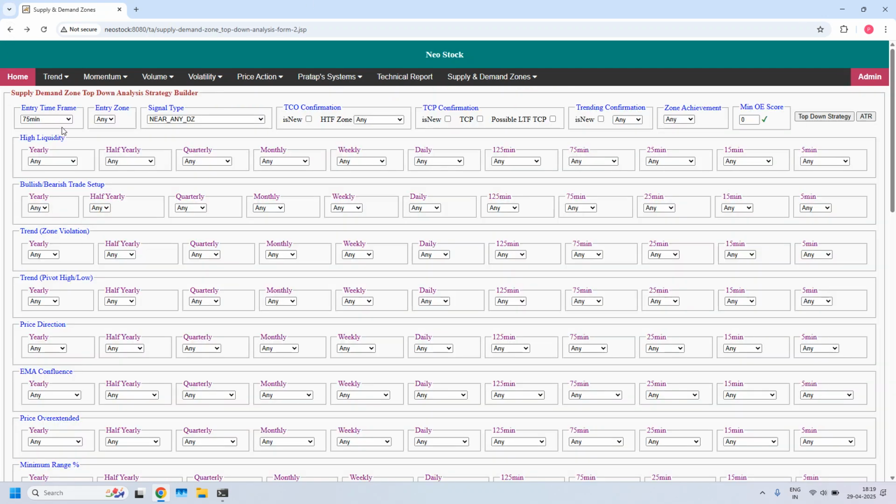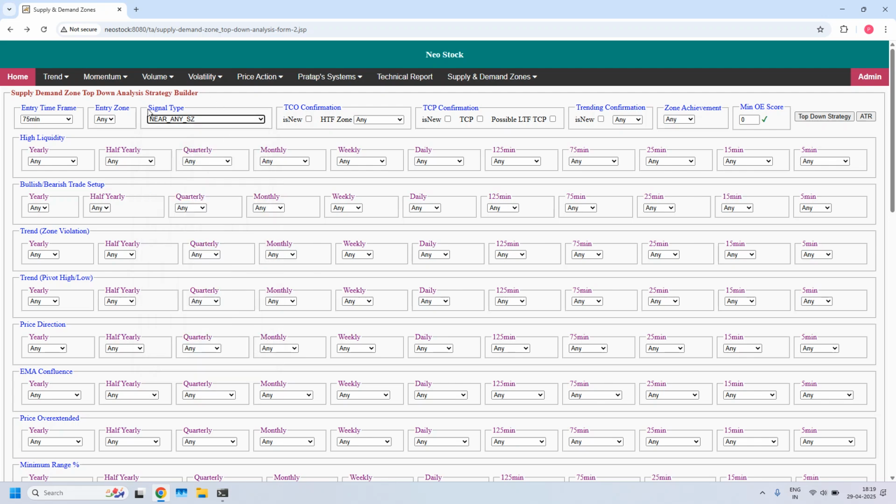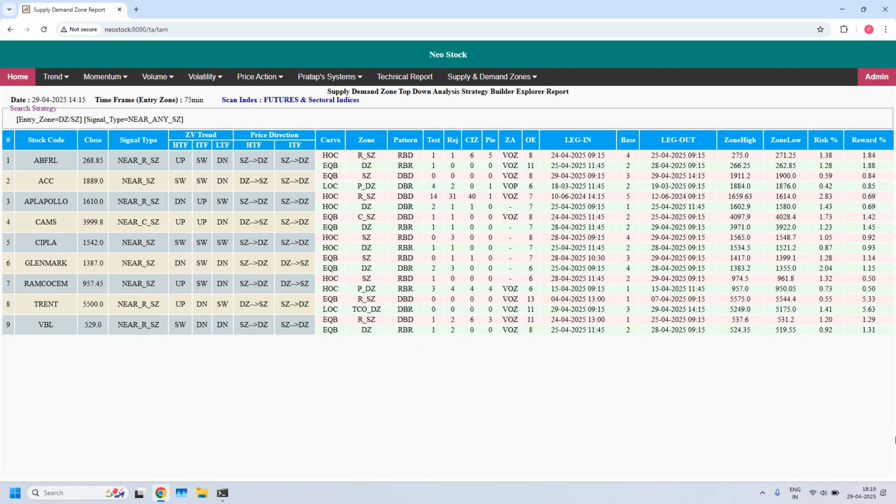Okay, next, for 75 minutes time frame, let us find the stocks near to the 75 minute supply zone. We got 9 stocks. Let us identify high liquidity supply zones from this list. ABFR is already pierced 5 times. We can't use it for HLQ zone. But those who are having interest, you can apply pierced zone strategies on this stock. Interesting, 5 times it is pierced.